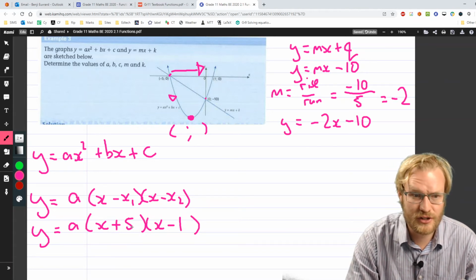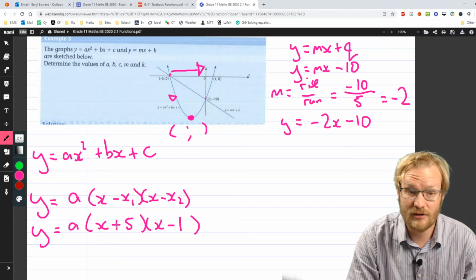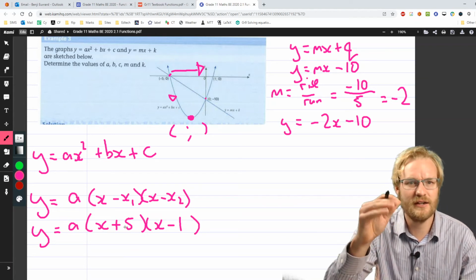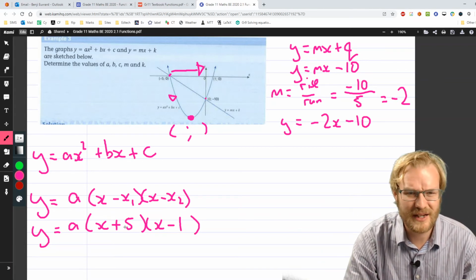So let's substitute negative 5 into our equation as it stands at the moment. Negative 5 plus 5, that's 0. 0 times anything is 0. So if we substitute in x equals negative 5, our output would be 0, which makes sense.